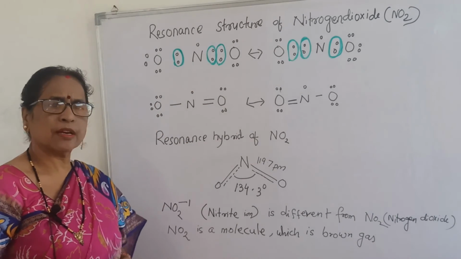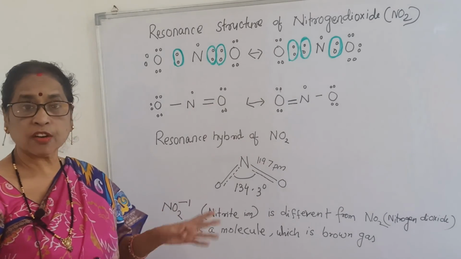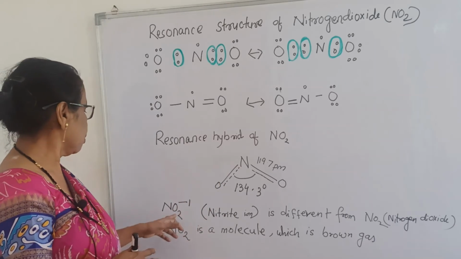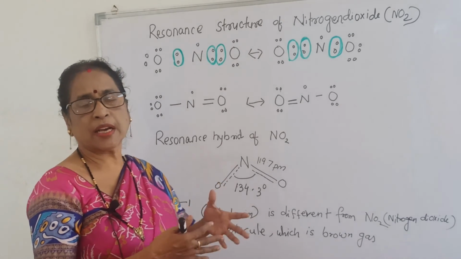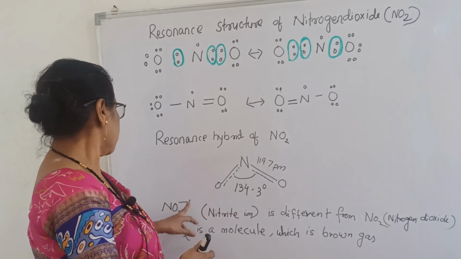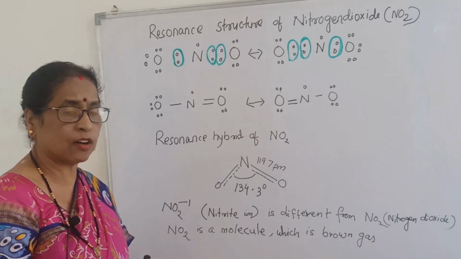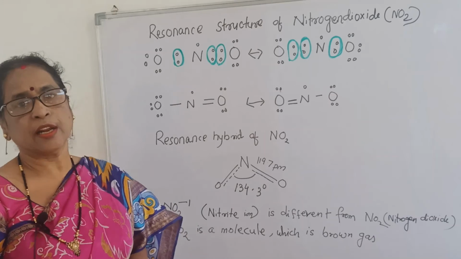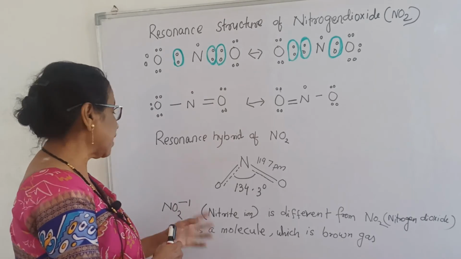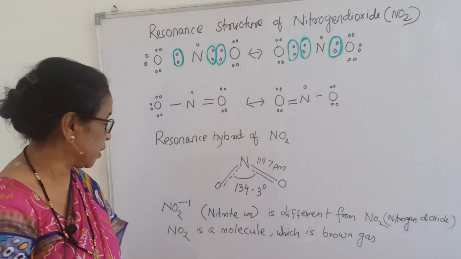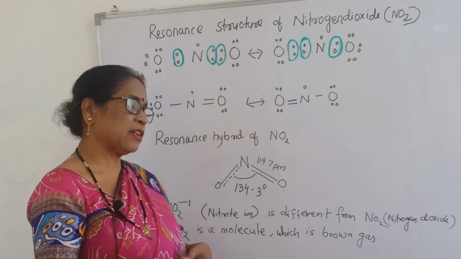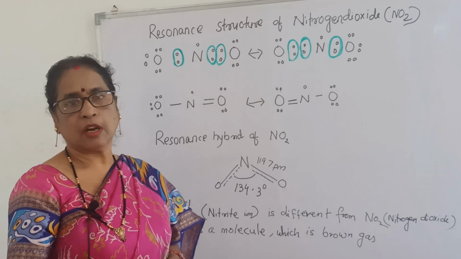Then what is NO2 minus? Sometimes students may confuse NO2 minus; that is not a molecule. This is an ion. What is the ion? Nitrite ion. So remember, if the question asks NO2 minus 1, don't do the Lewis structure of NO2, because NO2 is different from NO2 minus 1. NO2 minus 1 is the nitrite ion, different from nitrogen dioxide, which is a molecule. This is a polyatomic ion. And nitrogen dioxide is generally a brown colored gas. What is nitrogen dioxide? It is a molecule and a brown colored gas.